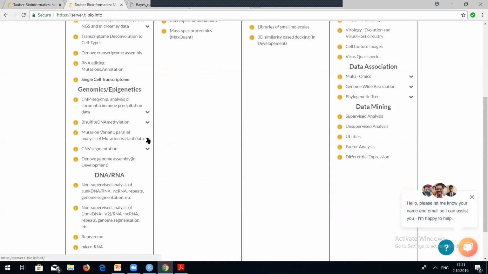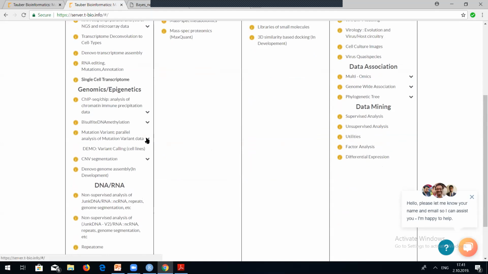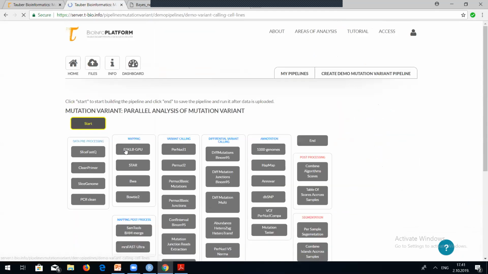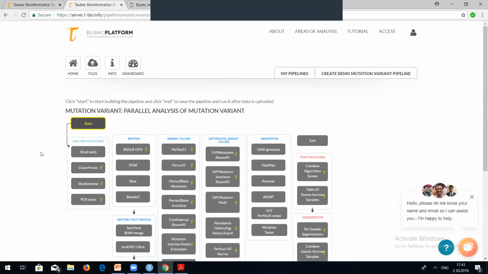There is something here that is called a mutation variant. We all know that mutation is something similar to this SNP. It's just a change in a larger or smaller number of nucleotides, and it's changed because of some radiation or some environmental factor or something else, and it's called a mutation. So we can analyze mutations as well. Here we have a demo on variant calling for those mutations.